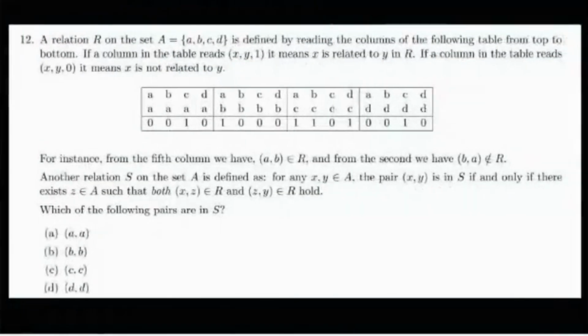Very easy problem. So let's try to do the next problem, problem 12. It says a relation R on the set A equals {a, b, c, d} is defined by reading the columns of the following table from top to bottom.